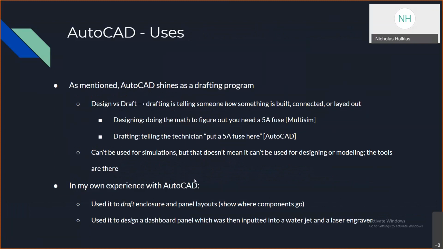So some uses for AutoCAD. As mentioned, AutoCAD really shines as a drafting program. But what does that mean? So design versus draft. Drafting is telling someone how something is built, connected, or laid out. For electrical engineering, when you're designing something, you have to do the math to figure out, okay, I need a 5 amp fuse. You might use Multisim or a simulation program, or you might do the math yourself. But that's designing.